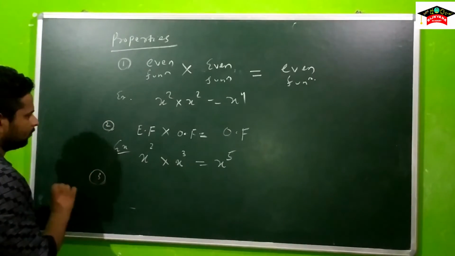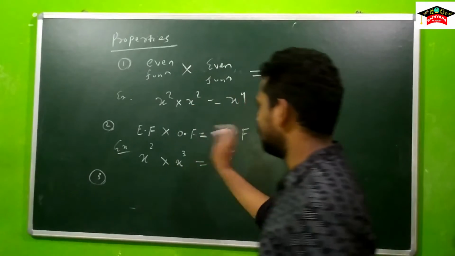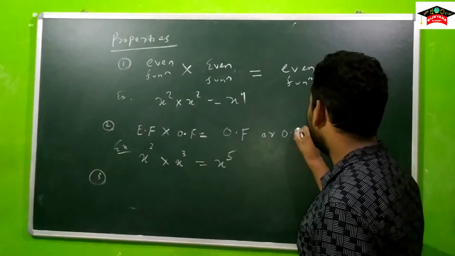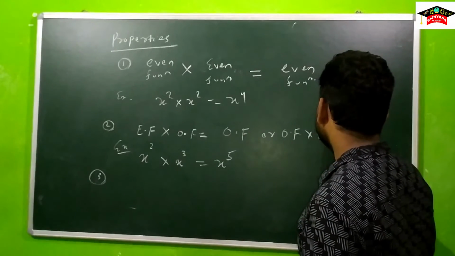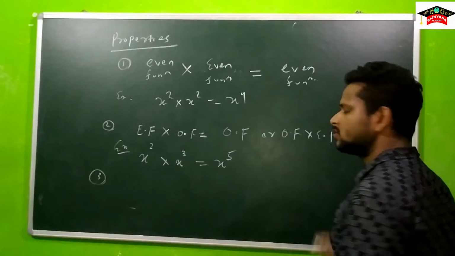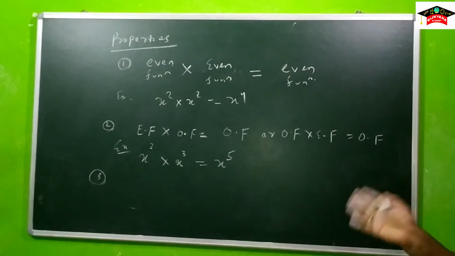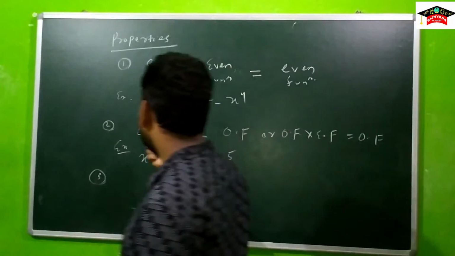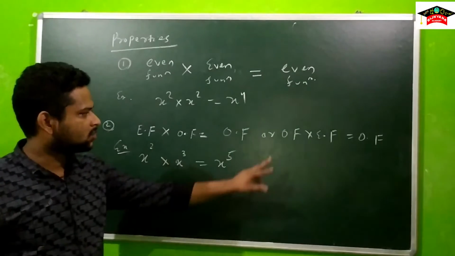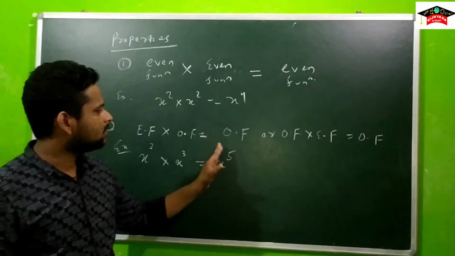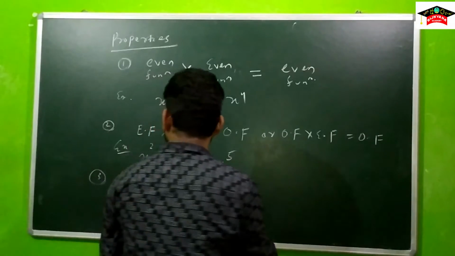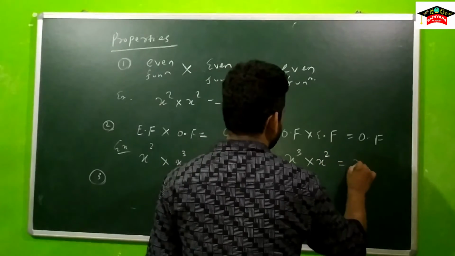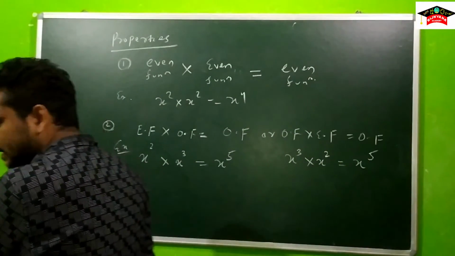Next, third property, or similarly, this is also the same. Even function into odd function is an odd function, and we can say odd function into even function is also an odd function. So if you multiply two different functions, one even and one odd, whatever the order, first even, second odd, or first odd, second even, the answer will always be an odd function. Similarly, x cube is an odd function, x square is an even function, so x5 is an odd function. This is the basic idea.